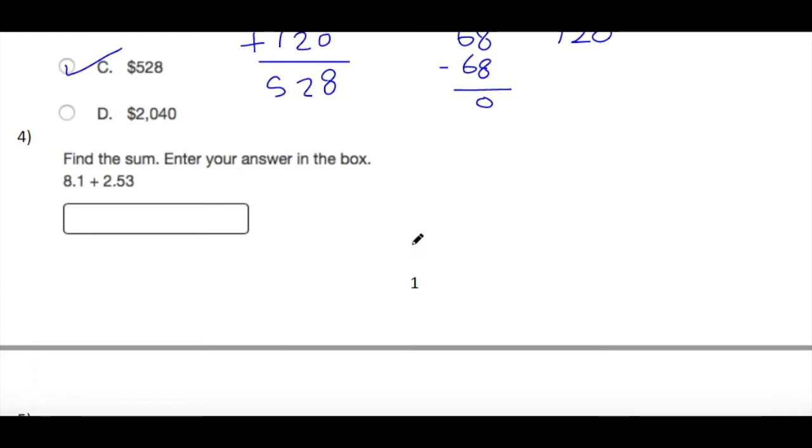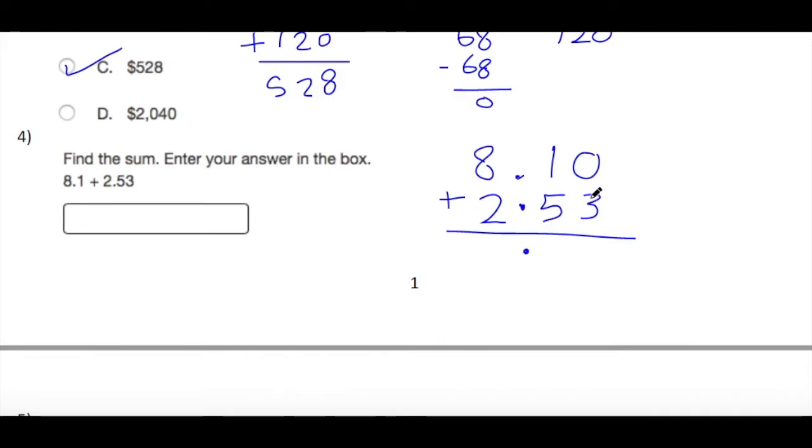Find the sum. Enter your answer in the box. 8.1 plus 2.53. Now here it's written in horizontal form. Let us write it in vertical form. I will begin with 8.1. We have to put the point exactly under the point. And now we have here in ones 2, and in tenths we have 5, in hundredths we have 3. If you want to add, put the point down. Okay, here empty place, fill it with 0, and now you can add easy.